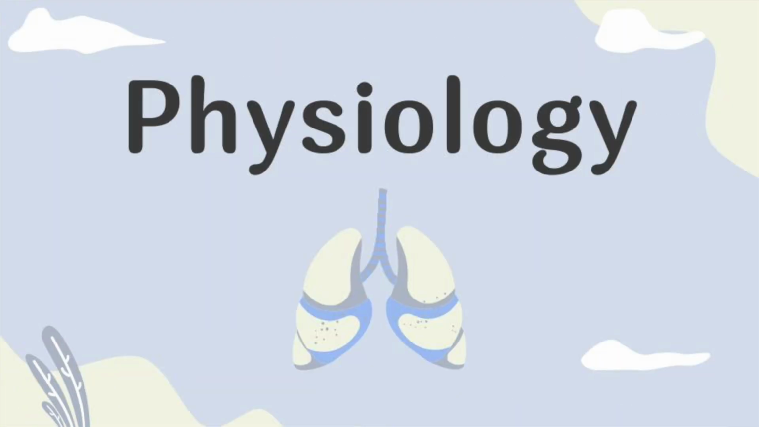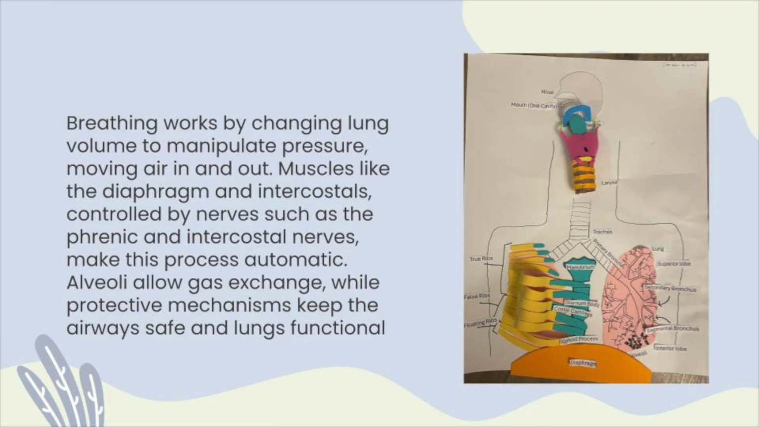During inspiration, the diaphragm contracts and moves downward. At the same time, the external intercostal muscles lift the ribs upwards and outwards. These muscle actions increase the volume of the thoracic cavity. When the volume increases, the pressure inside the lungs decreases, and because air flows from areas of high pressure to low pressure, air naturally flows into the lungs.